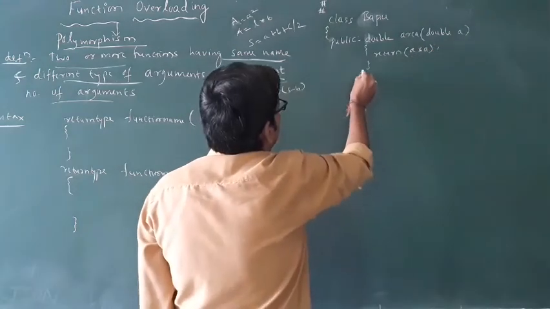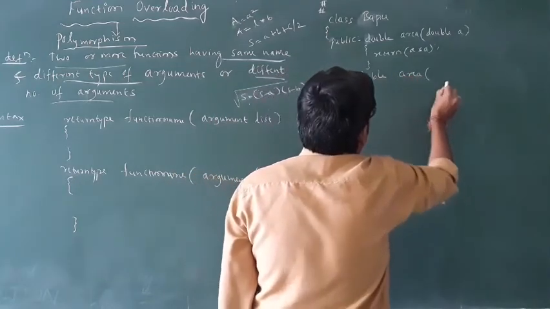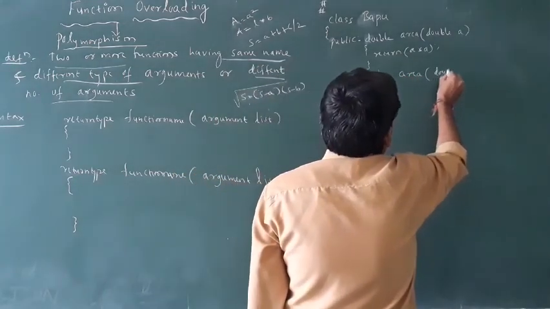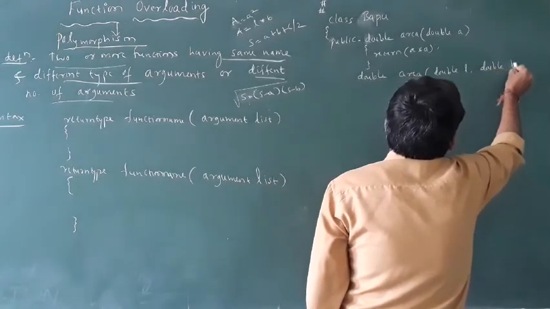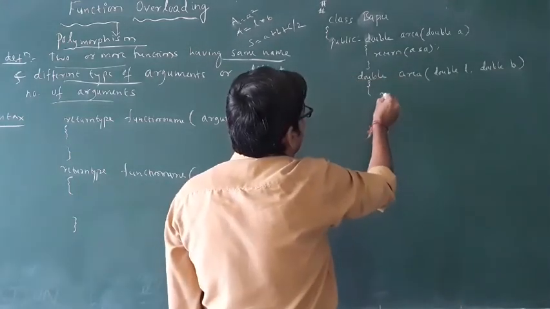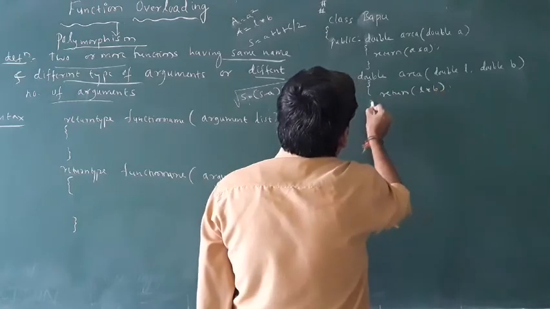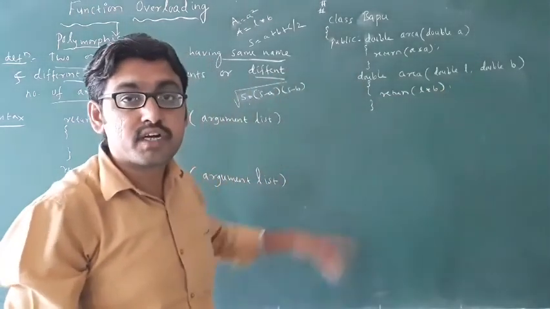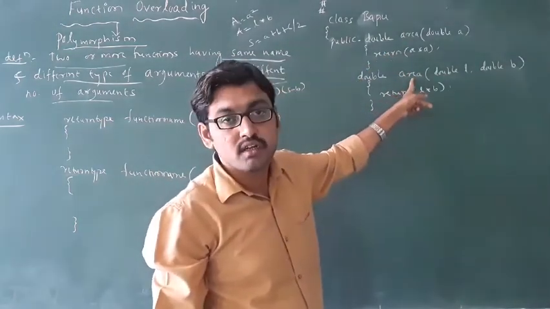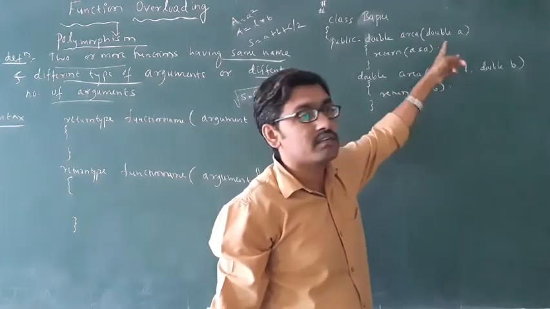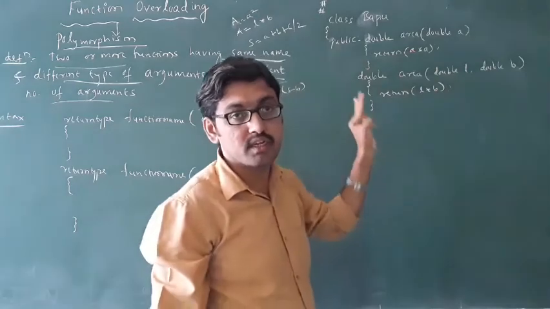Okay, then next, double area of rectangle. How to find the area of a rectangle? Double L, double B. What is the formula? You know, return L star B. This is the formula. Here in function overloading, it is the same function name but a different number of arguments. Here there is only one argument, but here there are 2 arguments. This is the difference.